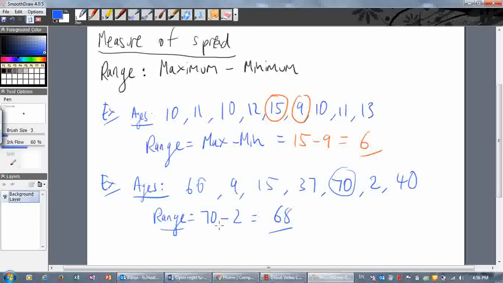And it'll sort of give you an idea. Yes, this data set here is much wider. It has a much bigger spread than this one here.